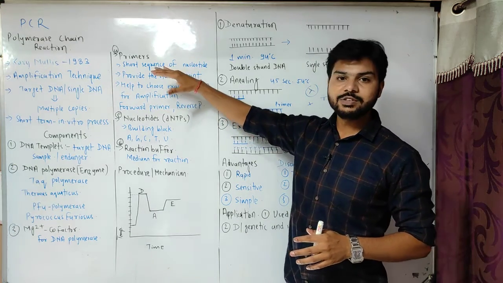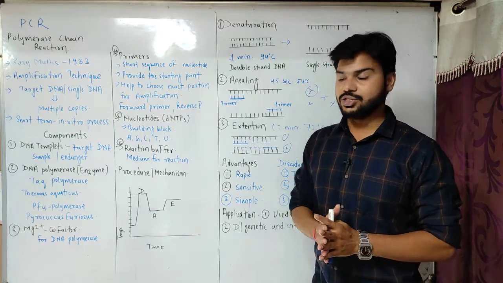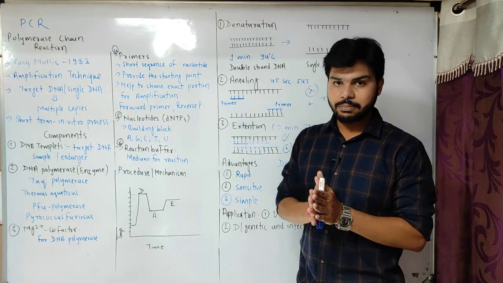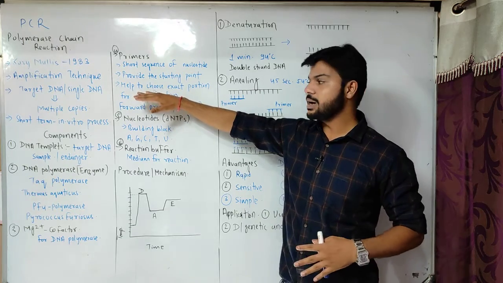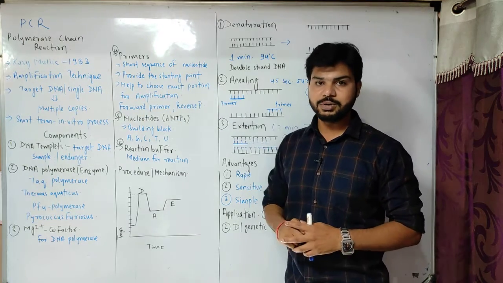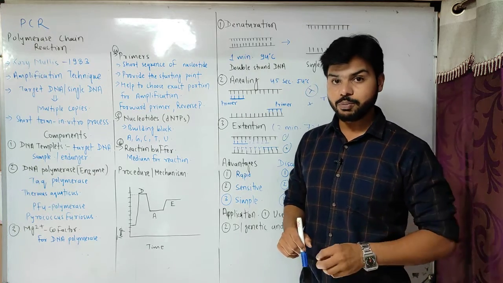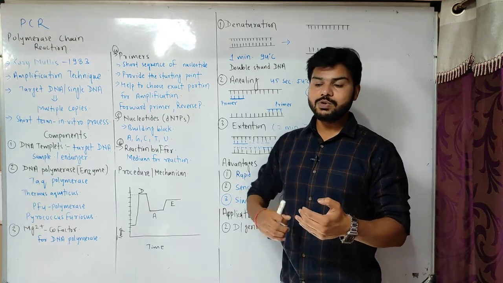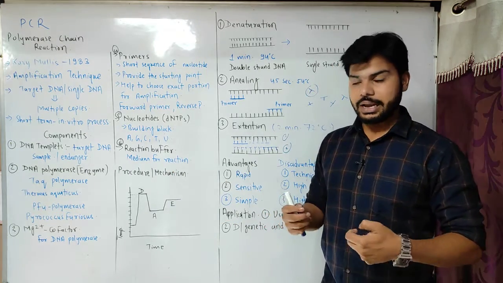So this process was developed or invented by Kary Mullis in 1983, and this is the amplification technique in which, by using the target DNA or single DNA, we can make multiple copies of DNA. This is a short-term in vitro process. What does it mean by in vitro process? It is carried out outside the cell or outside the body. So that is why we call it an in vitro technique.